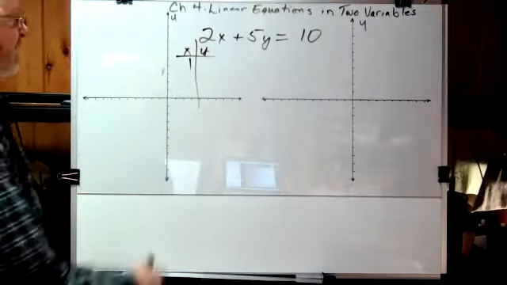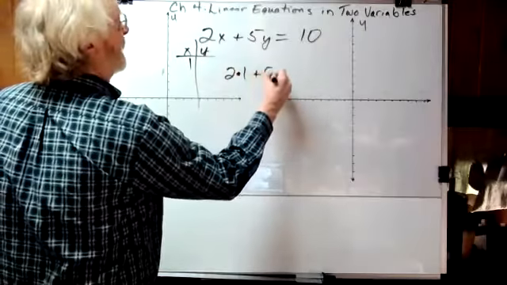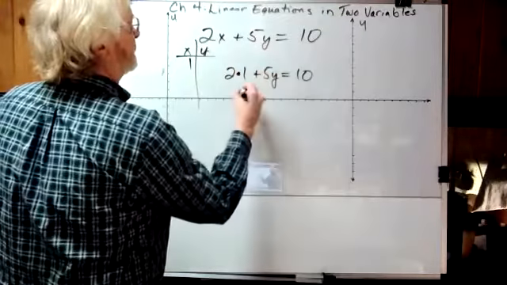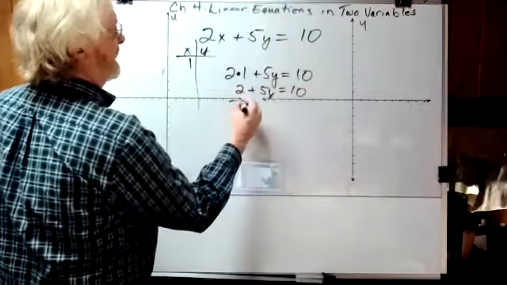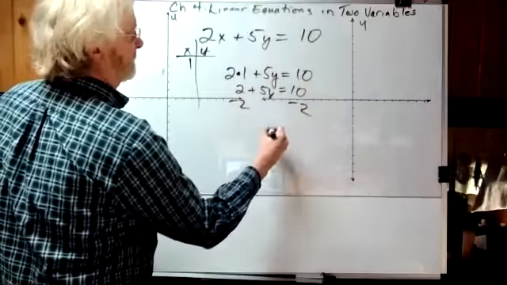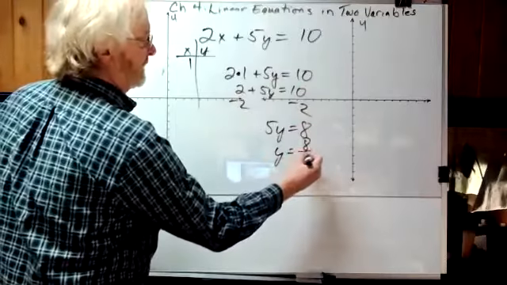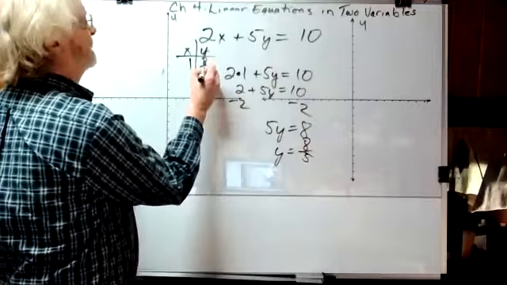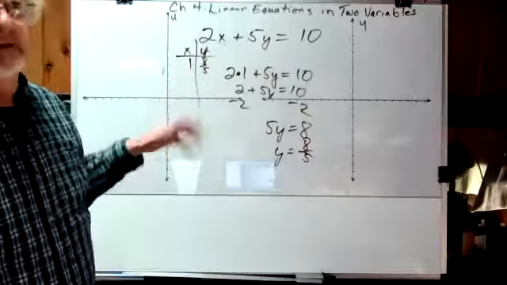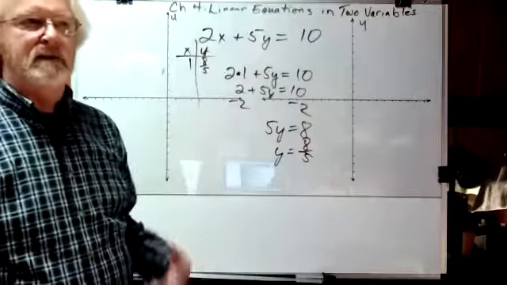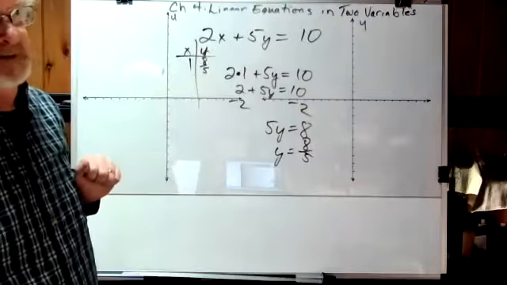sign right now. If I put that in here, I get 2 times 1 plus 5y equals 10. So 2 plus 5y is 10. Subtract the 2. I get 5y equals 8. Oh, y has to be 8/5, the fraction. So see how, in this shape, you can kind of easily run into fractions in your ordered pairs.